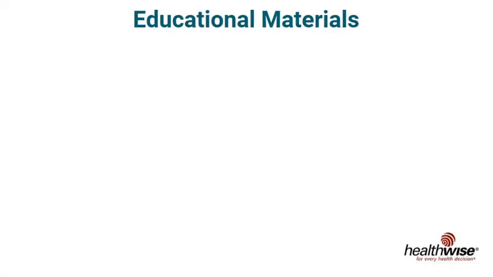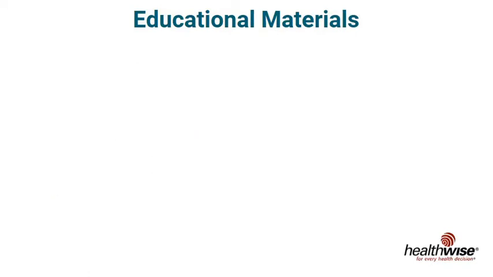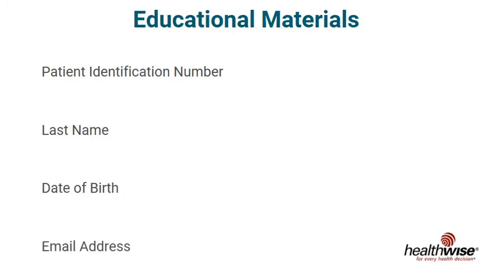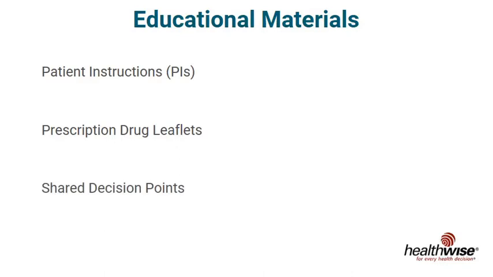The EMR module delivers patient education resources in a variety of formats that meet meaningful use criteria for virtually any moment in care. Clinicians can also view the patient's responses and interactions with the content to improve shared decision-making. HealthWise requires the following information to electronically send information to a patient: a patient identification number, last name, date of birth, and patient's email address. Clinicians can prescribe 4 types of educational material using the EMR module: patient instructions, prescription drug leaflets, shared decision points, and videos. Let's take a closer look at each type of educational material.